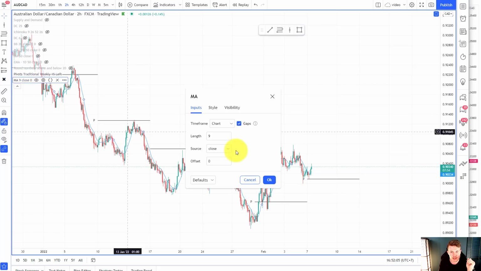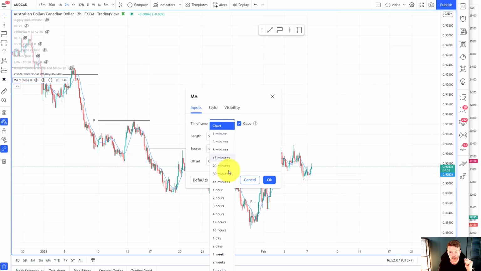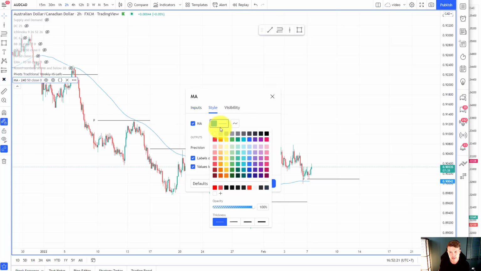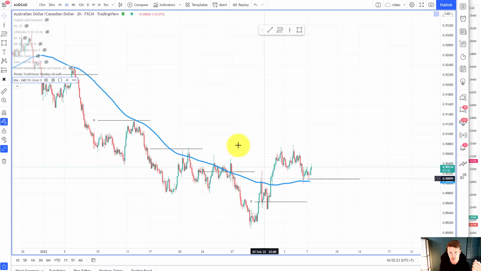Again, we open the settings, and first of all, under time frame, if we want to get a daily moving average, we use the option under time frame day, or if you are on the lower time frame, choose maybe 4 hour. Then we change it to 50, and then we have a 50 period moving average from the 4 hour. Under style, you can obviously change how it looks.